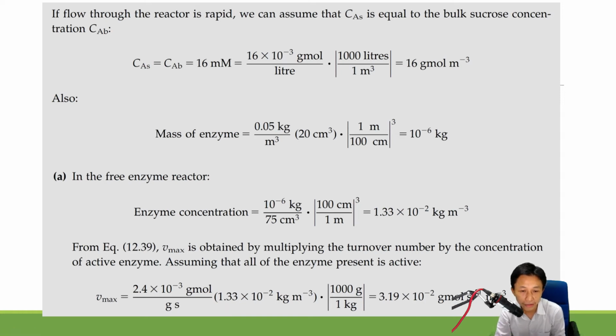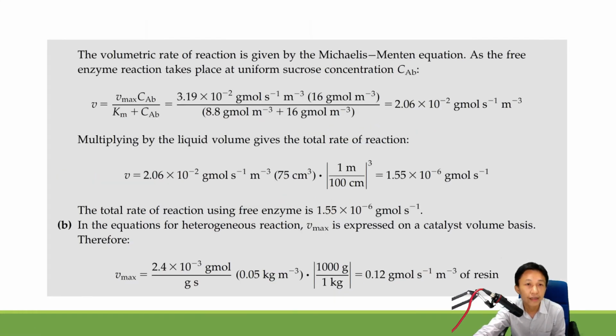Okay, and after that you put in the Michaelis-Menten equation. Vmax CAB over Km plus CAB, okay, is this one. Multiplied by liquid volume gives you the total rate of reaction, which is 1.55 times 10 to the minus 6 gram mole per second. This is the free enzyme kinetics.